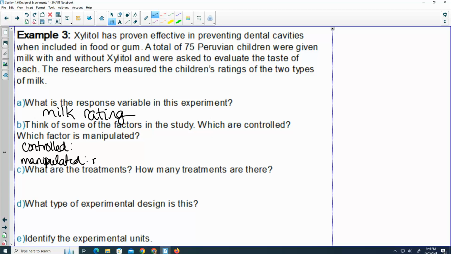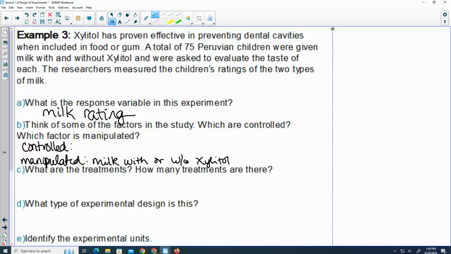The milk with or without the xylitol. That's the thing I'm controlling. Or sorry, the thing that I am manipulating. Some people, sometimes you get it with, sometimes you get it without.